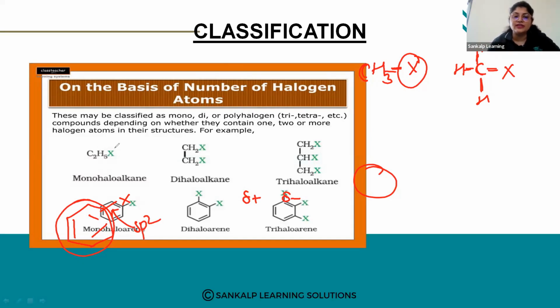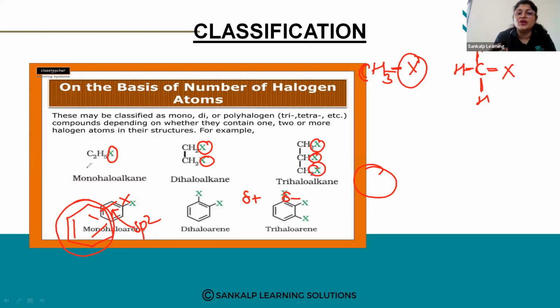Here you can see there is one halogen atom. In the second example, two halogen atoms are linked. Here there are three halogen atoms linked. When one halogen atom is linked, it is called a monohaloalkane. When two halogen atoms are linked, they are called dihaloalkanes. When three halogen atoms are linked, they are called trihaloalkanes. Four, tetra. More than three are called polyhalogen compounds.